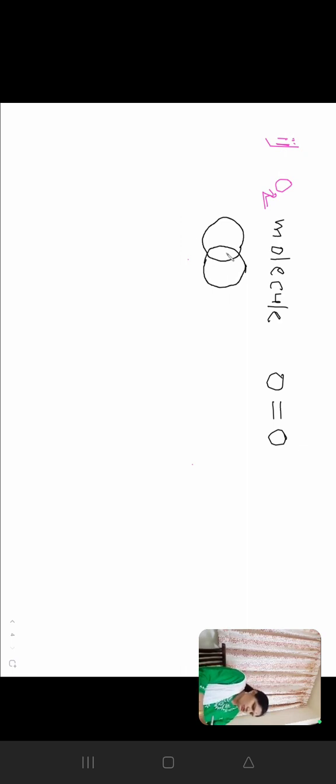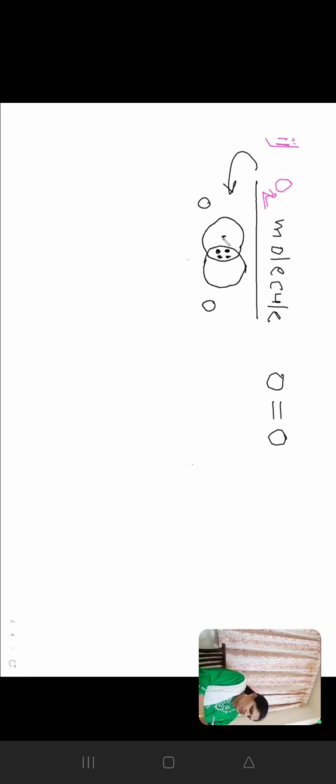So here we have to write now. See, these dots represent electrons. So when two electrons are shared by each oxygen atom, this is how the oxygen molecule is formed. So this is one oxygen atom, this is the second oxygen atom. So this is the diagram of O2 molecule. Two electrons are shared by each atom.